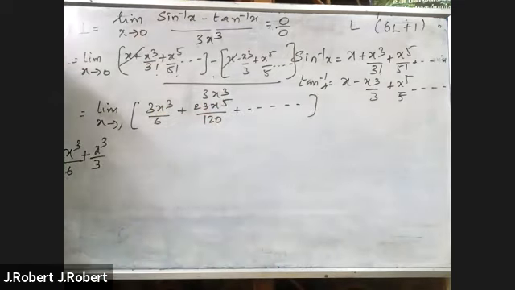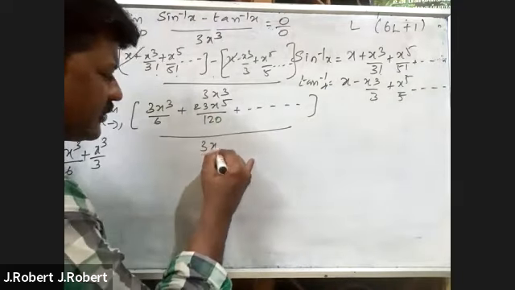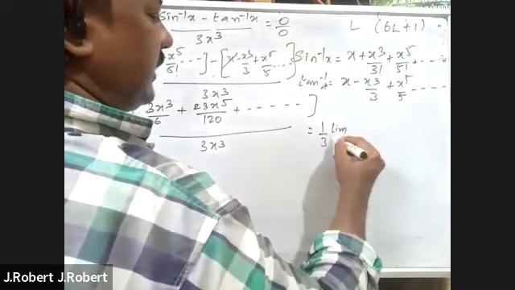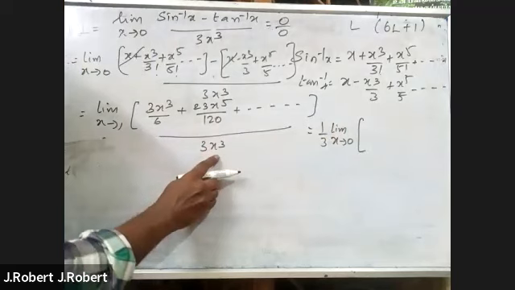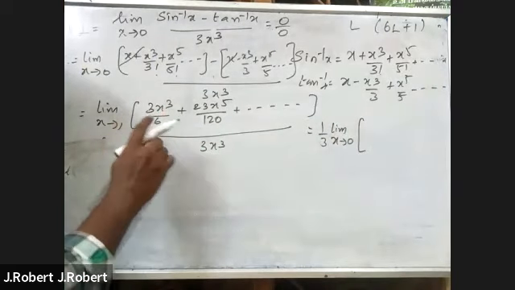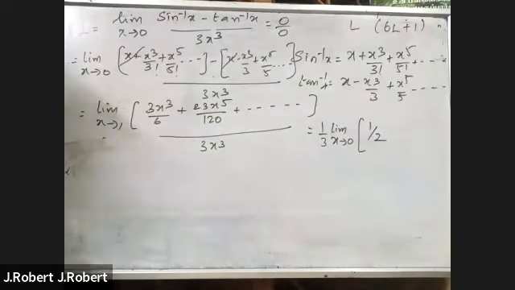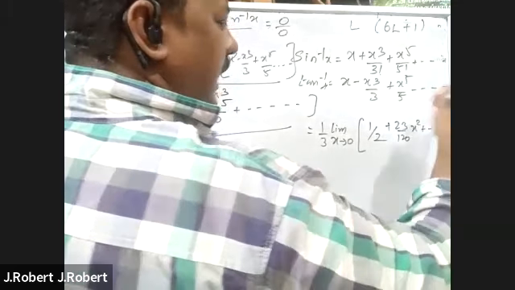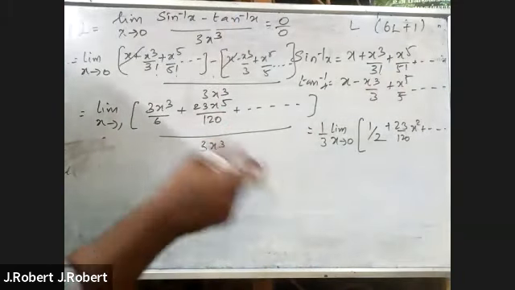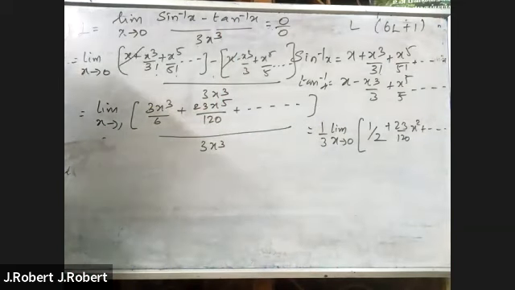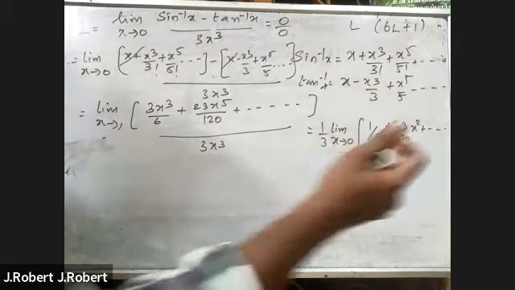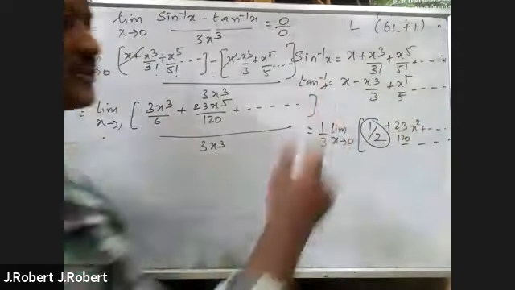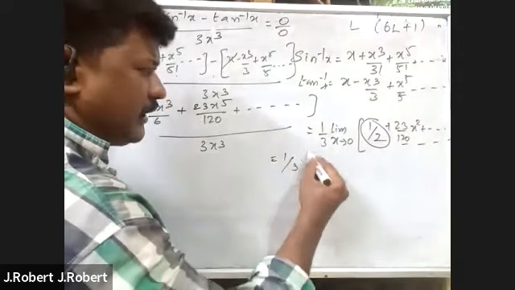I only need to find these first two terms. Dividing by 3x cube, this 1 by 3 is taken as a constant outside. Limit x tends to 0. When we divide by x cube, it cancels. 3 by 6 is equal to 1 by 2. Nothing else remains. Next, when we divide by x cube, we'll get 23 by 120 into x square. The next value will be x power 7, and when we divide by x cube it becomes x power 4, and so on. If you substitute 0 for x, only the first term doesn't become 0. All the remaining terms are 0, because the first term is constant. So we'll get 1 by 3 into 1 by 2.